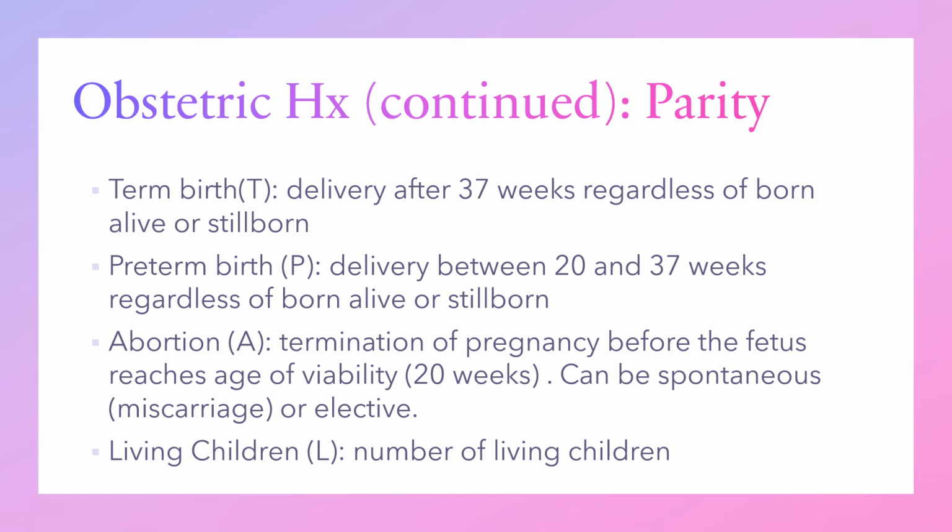Abortion, this is a tricky one because this is not just people going and getting an abortion. It can be the termination of a pregnancy before the baby reaches an age of viability, before 20 weeks. So it can be elective. They can choose to have an abortion, it's considered here, but it also can be spontaneous, which would be considered a miscarriage, chemical pregnancy, ectopic pregnancy, molar pregnancies, those types of things. And then the L is going to be living children, so it's the number of living children that they have.